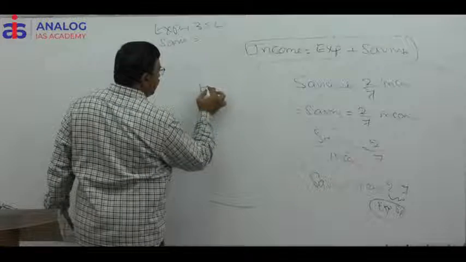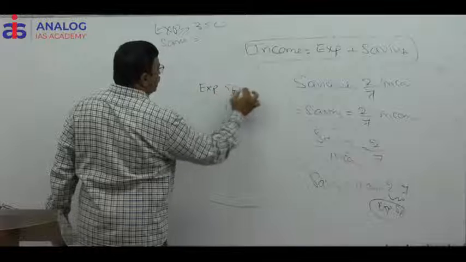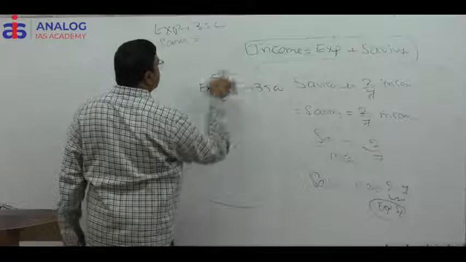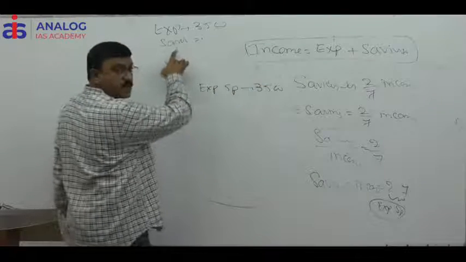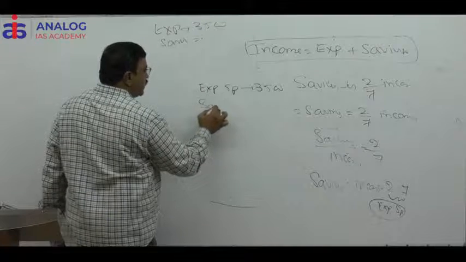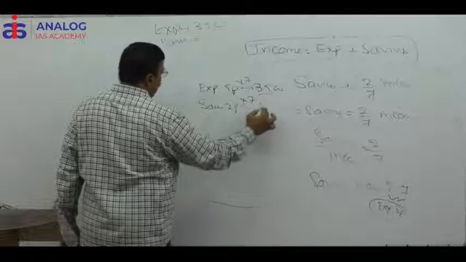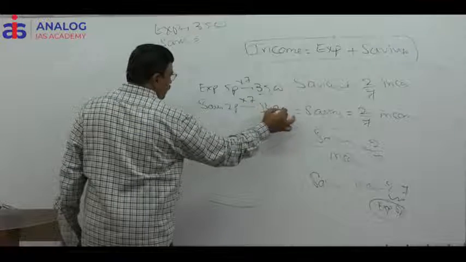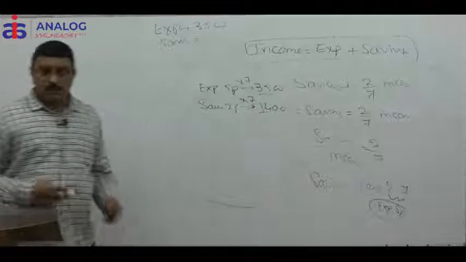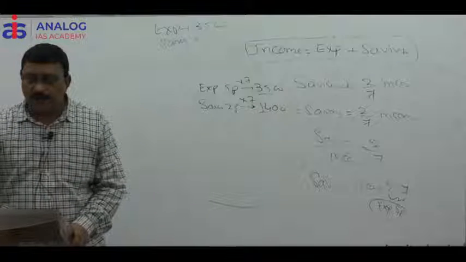Expenditure is 5 parts, equivalent to 3,500. What we need is income. No, savings or income? Savings. Savings is 2 parts. 5 into 7, 35. 2 into 7, 14. And zeros. Clear?